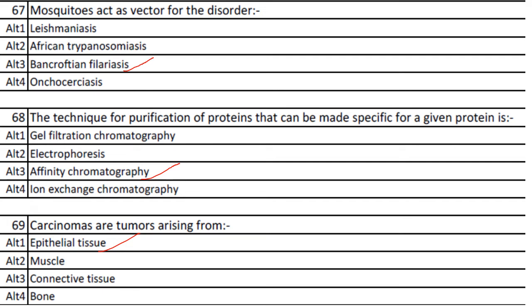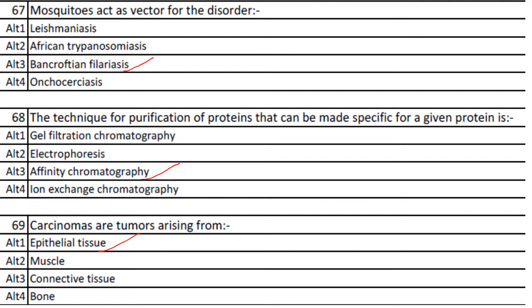Then mosquito acts as a vector for the disorder. So Bancroftian filariasis, for that, mosquito is the vector, whereas for others, mosquito is not a vector for the disease transmission, which are given in the options.